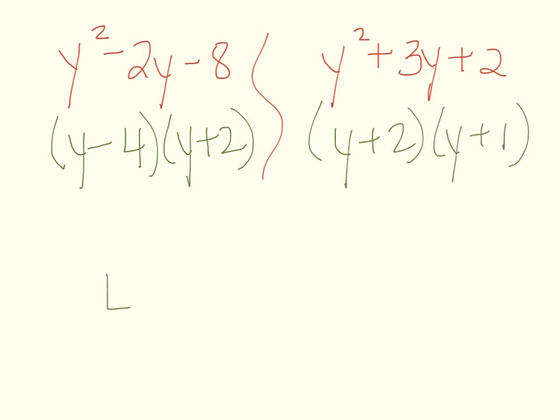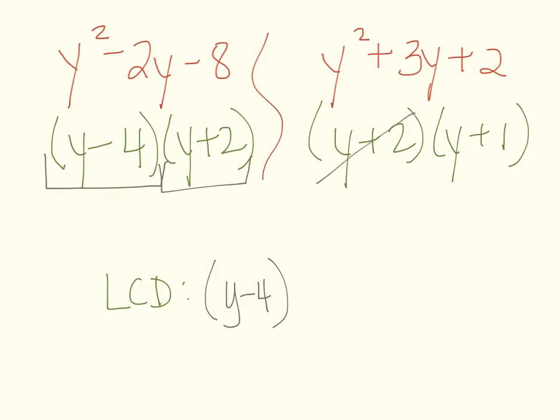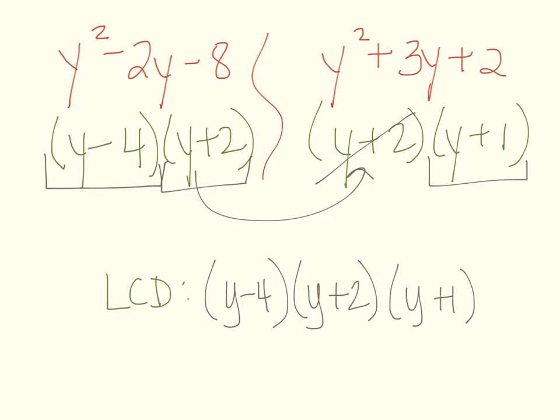Now when you're actually determining the LCD, you're going to use each piece, but you're not going to repeat any multiples. So for example, I'm going to use this y minus 4, and since it's not repeated anywhere else in any of these factors, I'm going to just carry it down. I need to use a y plus 2, but since it's repeated right here, I'm only going to write it once. I only need one of those. I don't need to write my multiples. And then here, I need to use my y plus 1, and since it's not repeated anywhere else, I'm going to carry it down. So the LCD between these two polynomials is y minus 4, y plus 2, and y plus 1.